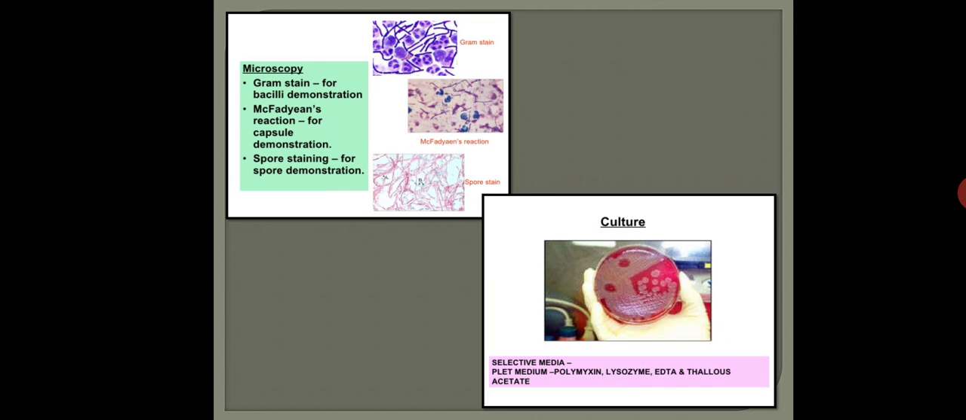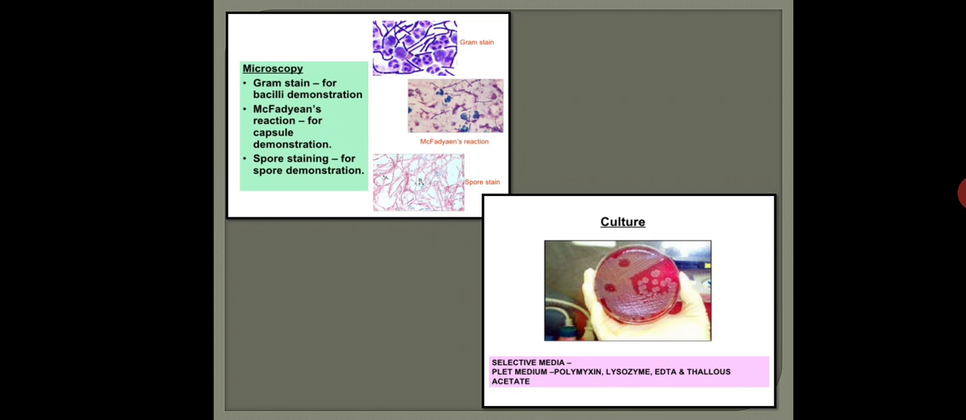First is sample collection. Sample, either blood, CSF, that is cerebrospinal fluid, or sputum or pus can be collected. Once the sample is collected, it is observed by microscopy. Gram staining can be done. In gram staining, gram positive rod shaped bacilli are observed, or you can go for the McFadden's reaction.